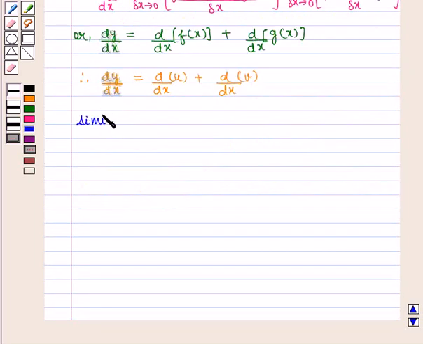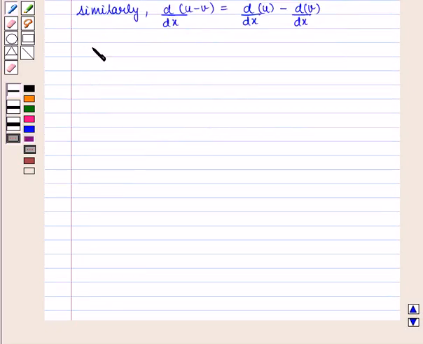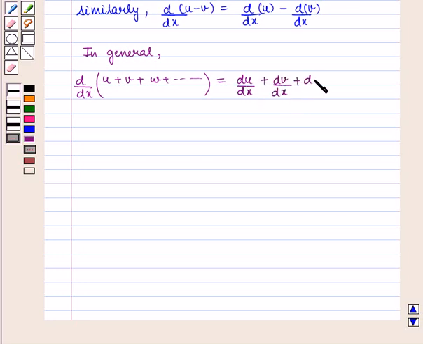Similarly, d by dx of u minus v can be written as d by dx of u minus d by dx of v. In general, we can write d by dx of u plus v plus w plus and so on is equal to du by dx plus dv by dx plus dw by dx plus and so on.